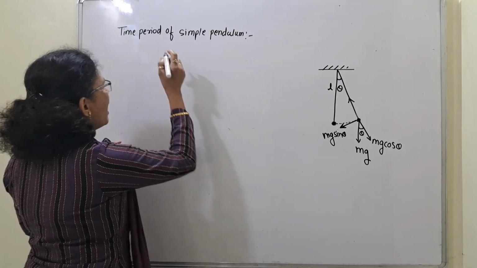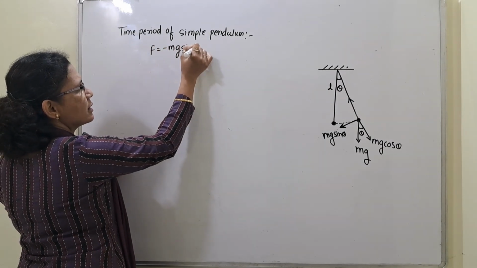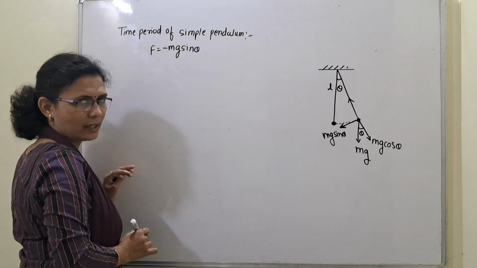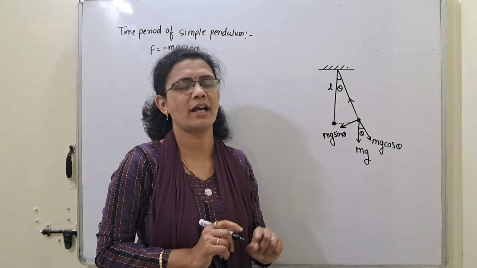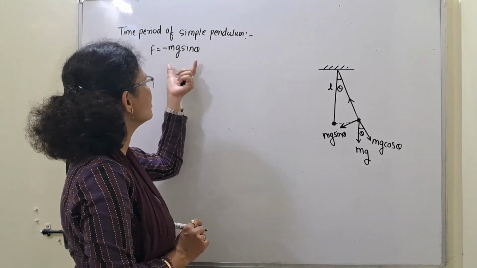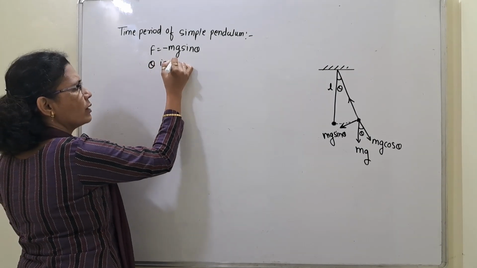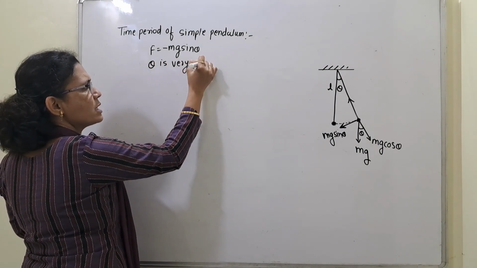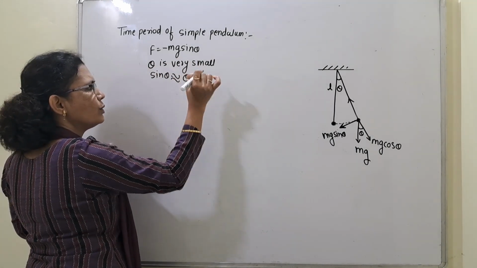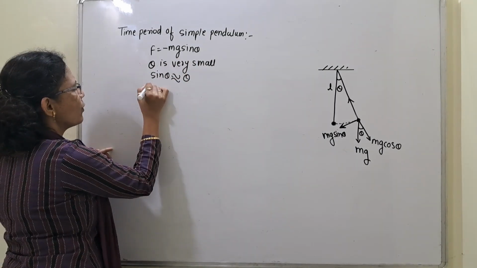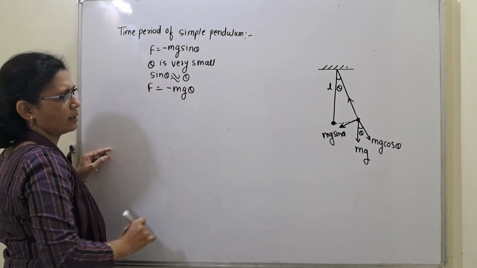So what can I write? I can write F is equal to minus mg sin theta. Why is this minus sign here? See, this force and the displacement are in opposite directions, and to show that opposite direction we use the negative sign here. Now here theta is very small. Therefore sin theta will be approximately equal to theta. So this formula will become F is equal to minus mg theta.